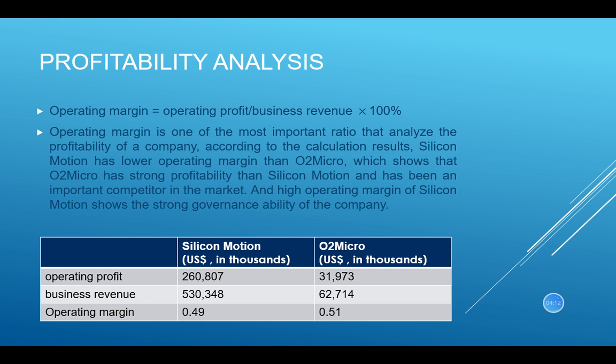The next calculation is for operating margin. Divide operating profit by business revenue. Operating margin is one of the most important ratios that analyze the profitability of a company. According to the calculation results, Silicon Motion has a lower operating margin than O2 Micro, which shows that O2 Micro has stronger profitability than Silicon Motion and has been an important competitor in the market. And the high operating margin of Silicon Motion shows the strong governance ability of the company.